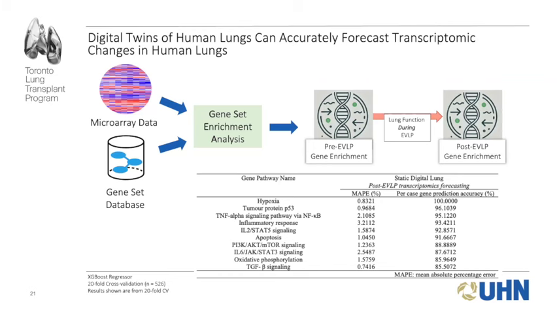So as shown in the table, digital lungs can forecast transcriptomic changes within 3% of the observed enrichment score value for lung disease-related pathways. And they're all listed in the table here. Just a few examples, such as hypoxia, TNF-alpha signaling pathway, and also inflammatory response.